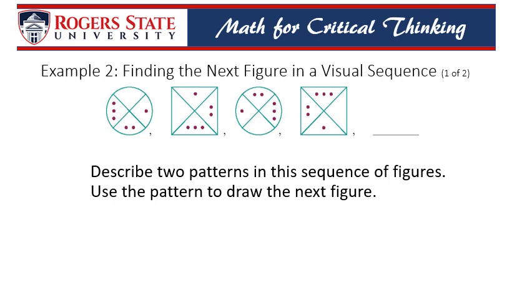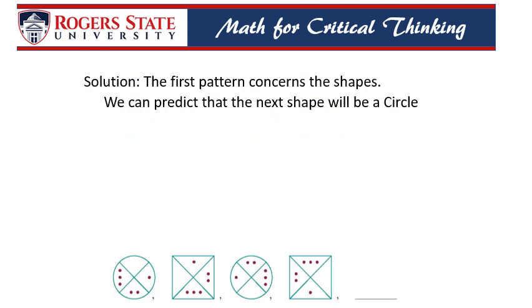But wait a minute. This one's a circle, right? This one's a square. That one's a circle. That one's a square. So what's the next one? Circle, square, circle, square. It could be a circle. So how would we draw the next picture? Okay, the next one's going to be a circle, right?